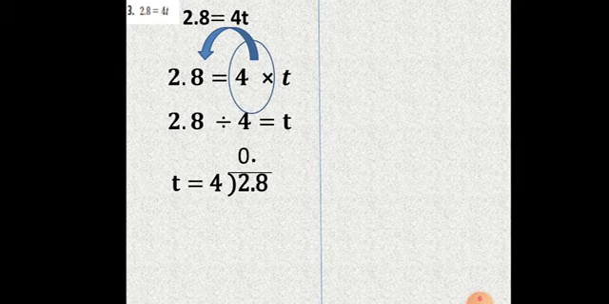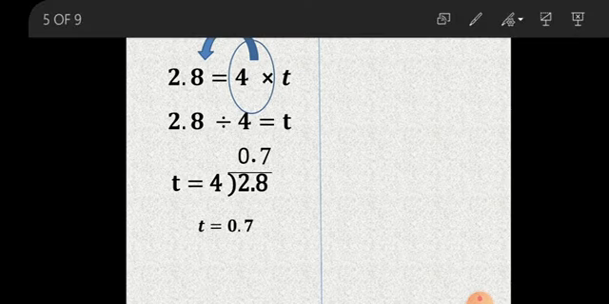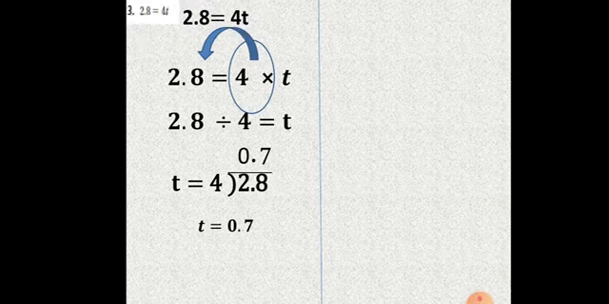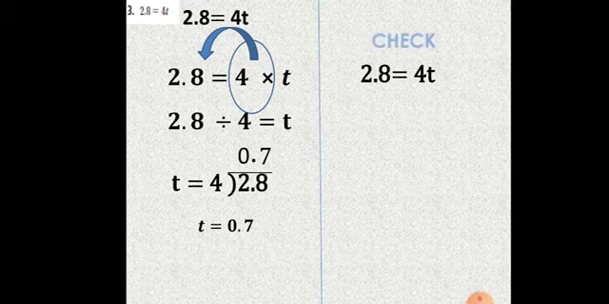Now, how much is 28 divided by 4? That's going to give you 7, because 4 sevens are 28, right? So t is equal to 0.7. Now let's check it together. Okay, so first write the equation as given in the question. So 2.8 equals 4t. Now what's the next step you are going to do? You are going to replace t with 0.7, right?